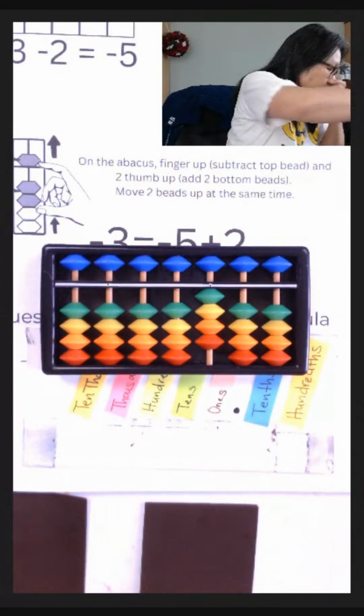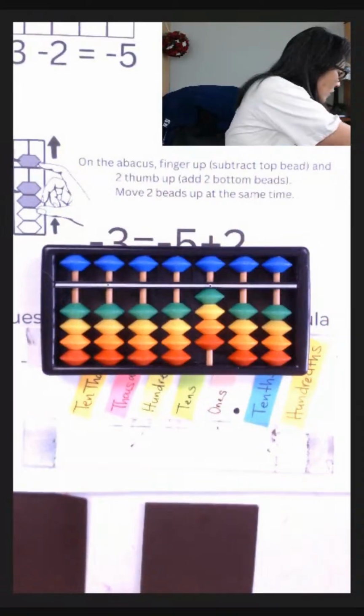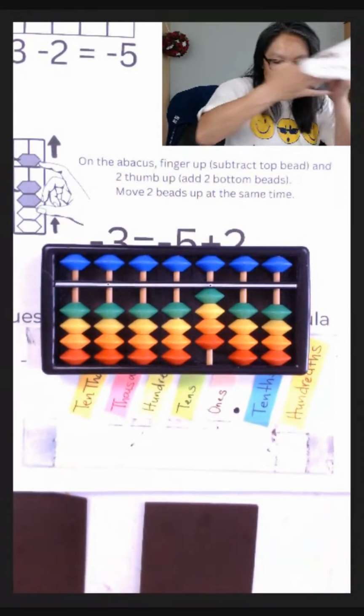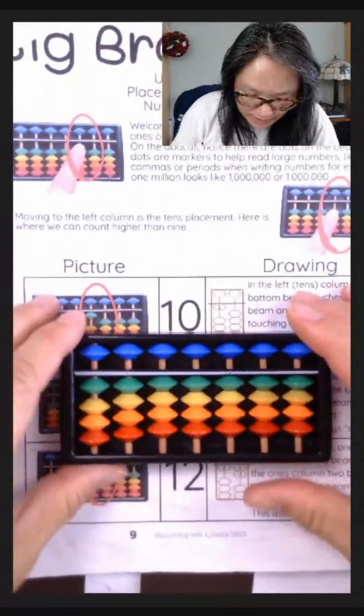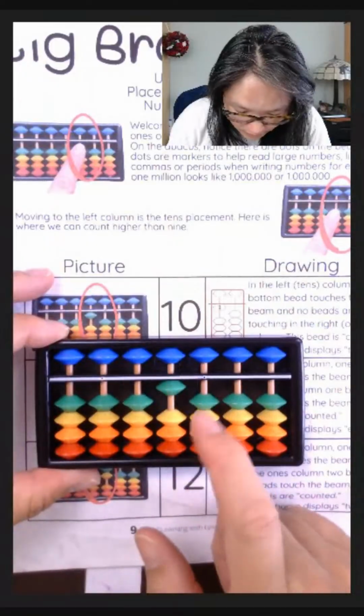Where is it? I don't have it. 10 is a one and a zero. Oh, do I have it? Oh, yeah. Here we go. 10 is a one and a zero. Guess what? 1, 0.